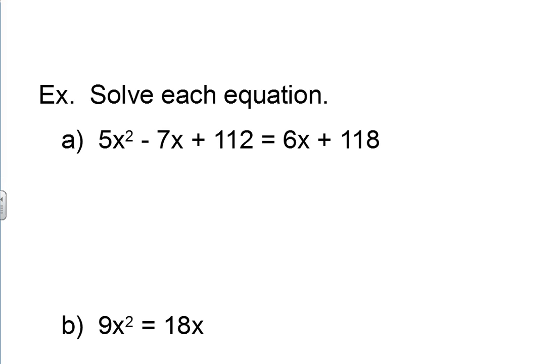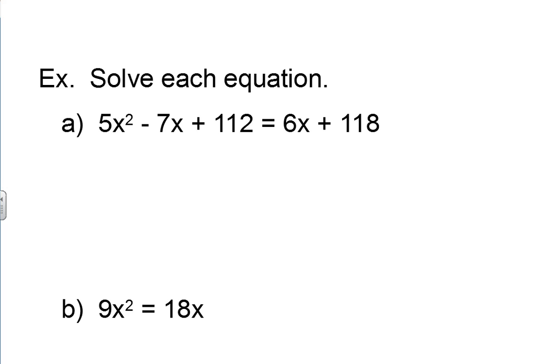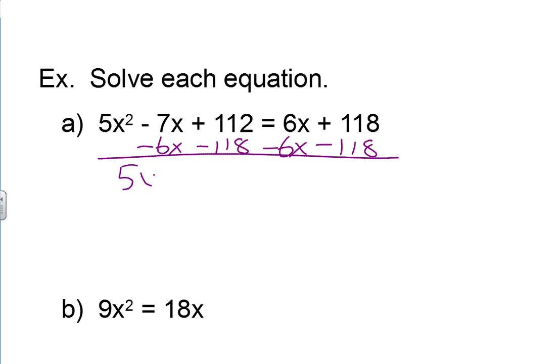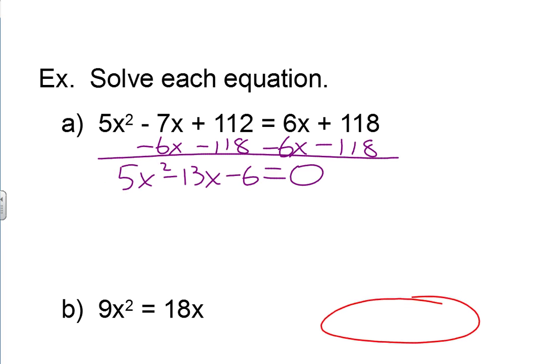Let's take a look at this example I've got on the board. I've got 5x squared minus 7x plus 112 equals 6x plus 118. Again, is one of my sides 0? No. So let's make one side 0. Let's subtract the 6x to the left, and subtract the 118 to the left. When I do that, I get 5x squared minus 13x minus 6 equals 0. Now, do I have two things multiplied to get me 0? No, I don't. So I'm not ready to solve.